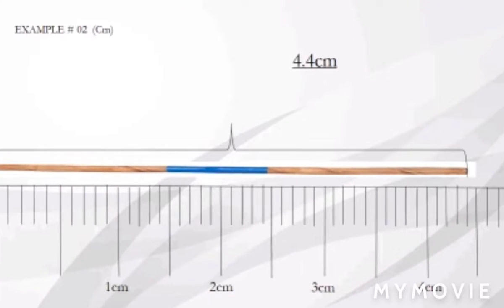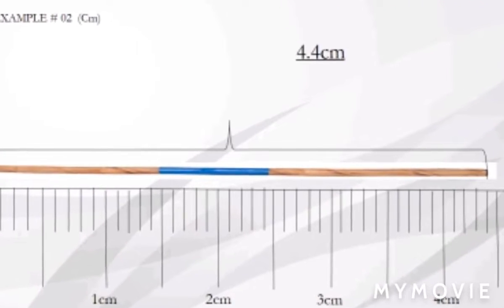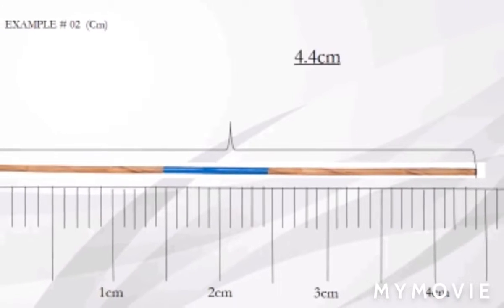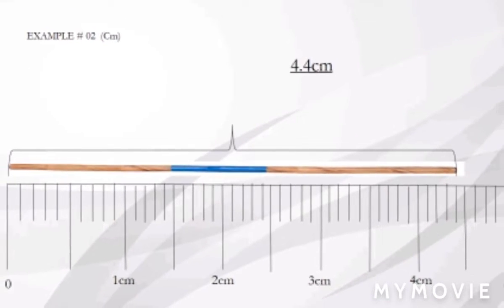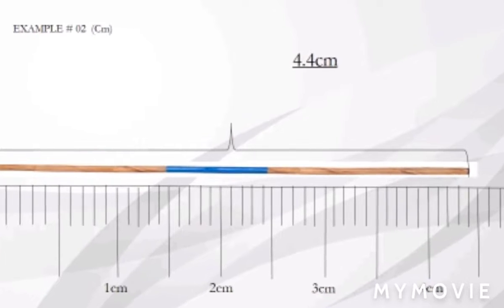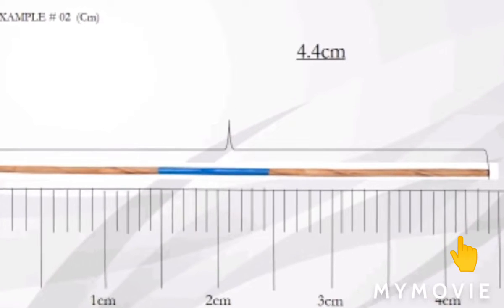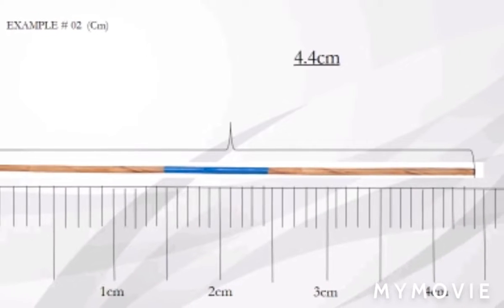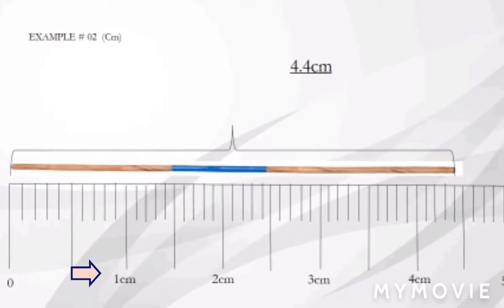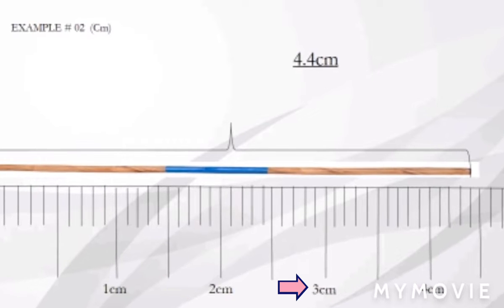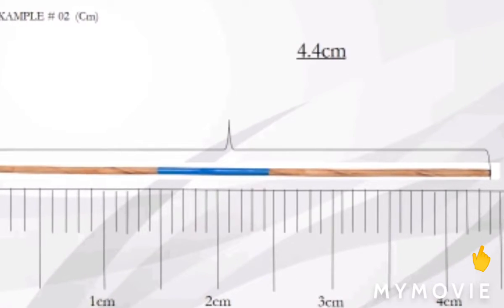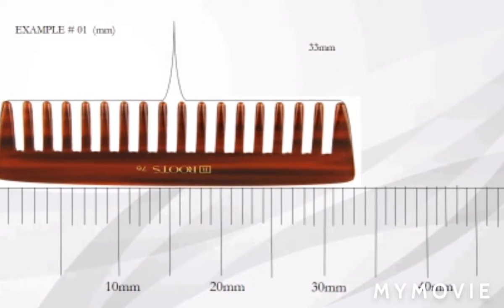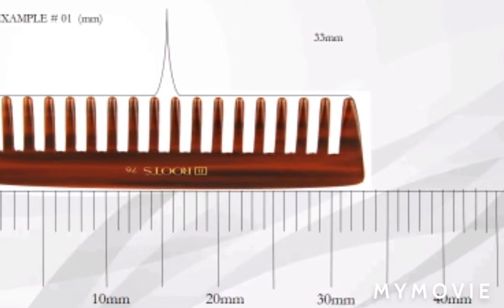Now let's have our example number 2. For example, this object or this harness stick that you are measuring passes over a little here. It exceeded 4 small lines. It will be read as 1, 2, 3, 4.4 centimeters.